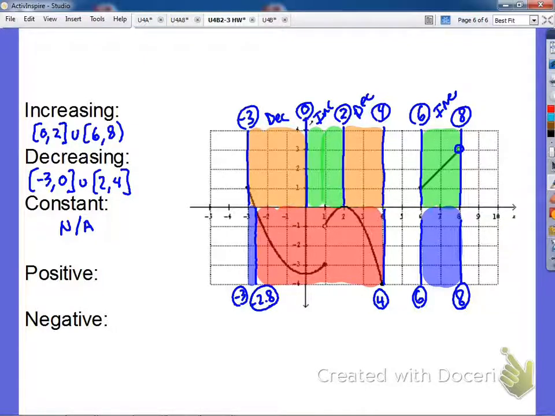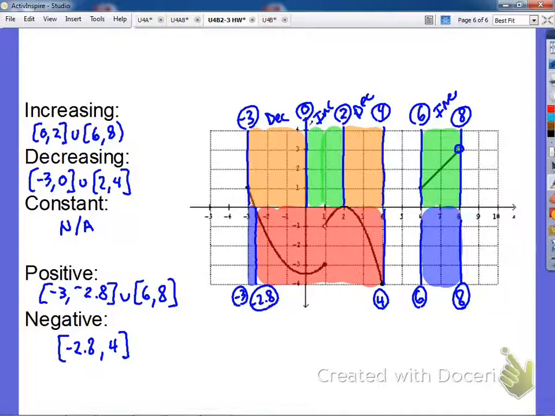Okay, so positive. Where is the graph positive? It is positive from -3 to -2.8, union with what other interval? 6 to 8. Where's the graph negative? From -2.8 to 4. Got it?